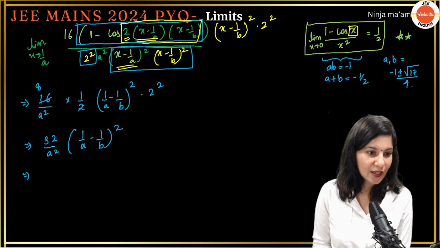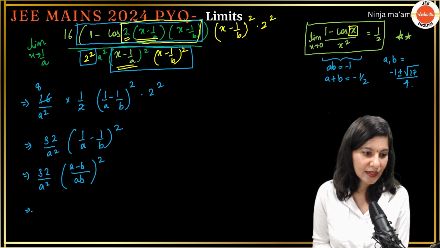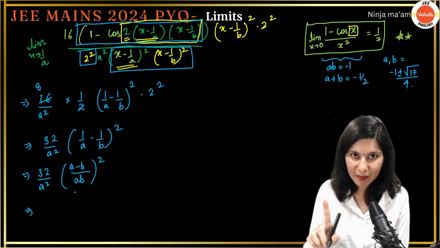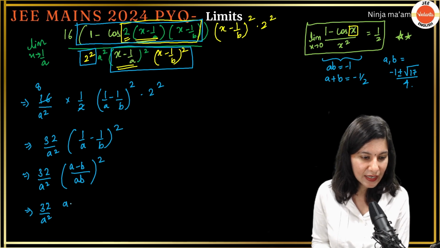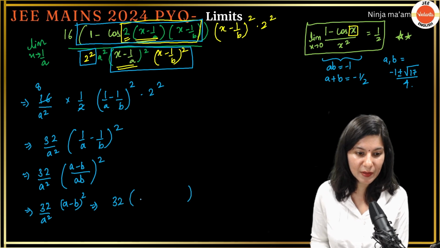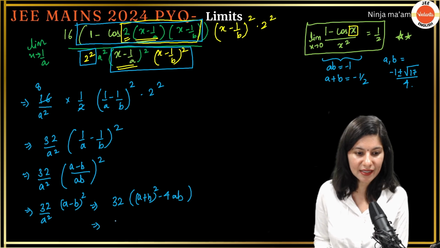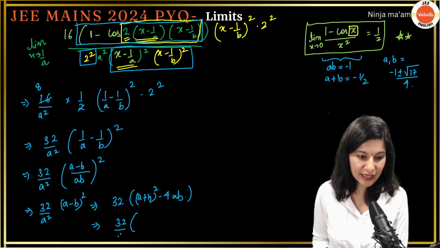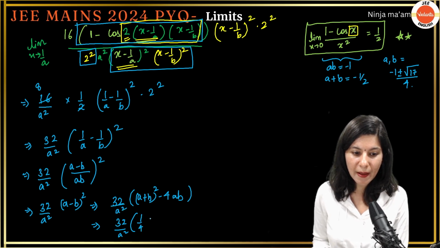Calculated all the details. Alright, so 32 upon a square, now ab and a minus b whole square. So ab is minus 1, and minus 1 whole square will be 1. So 32 upon a square, this ab is minus 1, whose square is anyway 1, a minus b whole square. Now a minus b whole square will be what? a plus b whole square minus 4ab. Can I write it this way? Yes. So 32, and now upon a square, let's not forget, the a plus b value is what? Minus 1/2. So 1/4 minus 4ab, so plus 4. That's it, you have that.